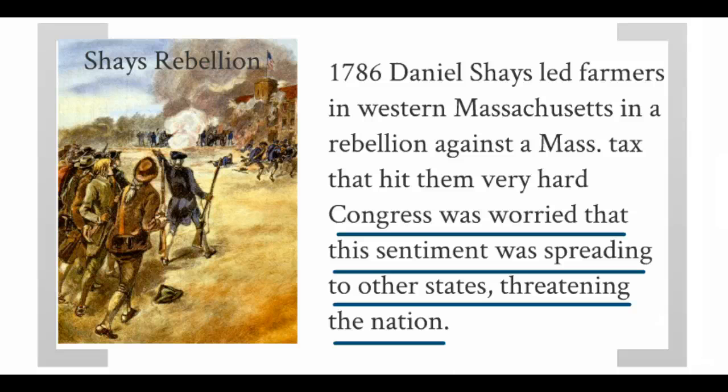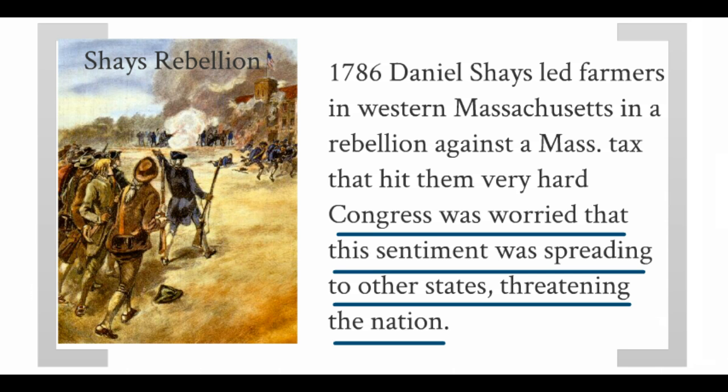Shays' Rebellion is going to be that catalyst. What happened, keep in mind, I mentioned before, all of the states were relatively in bad financial shape because of the costs associated with the American Revolution. Here in this situation, Massachusetts passed a tax that specifically hurt farmers. So farmers in western Massachusetts, led by Daniel Shays, rebelled. They began burning down the courthouses in western Massachusetts in protest of this tax.